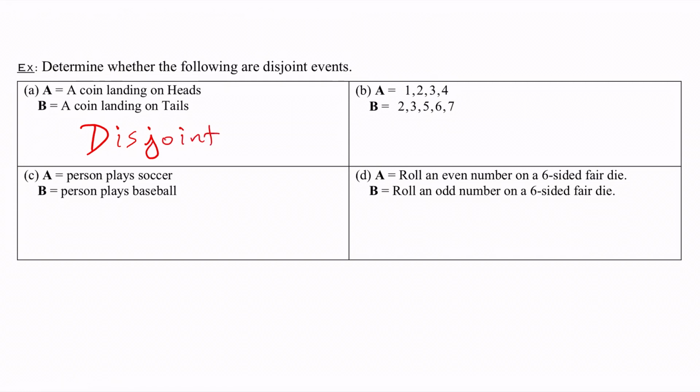Here in example B, we have two sets. One is the set 1, 2, 3, 4, and another is the set 2, 3, 5, 6, 7. Now I notice that there are some elements. For instance, 2 is in both sets, 3 is in both sets. So because these two sets contain elements in common, they're not disjoint.